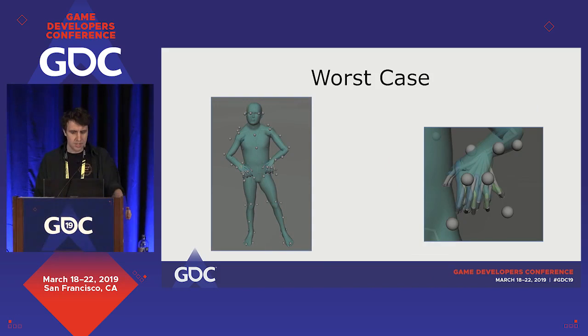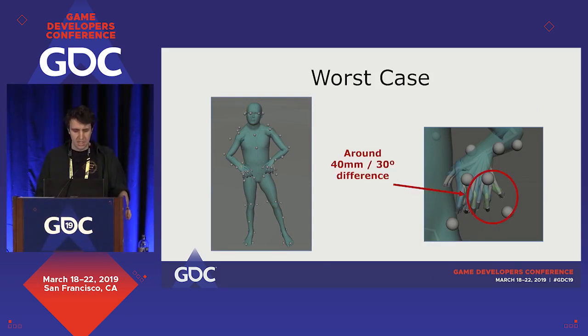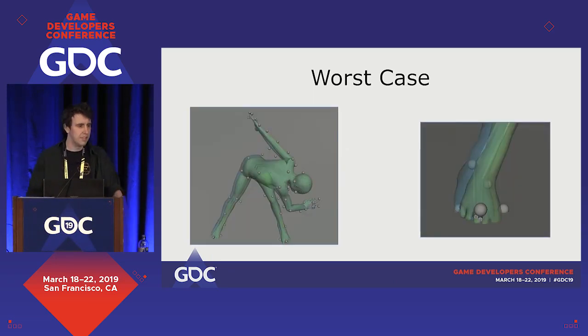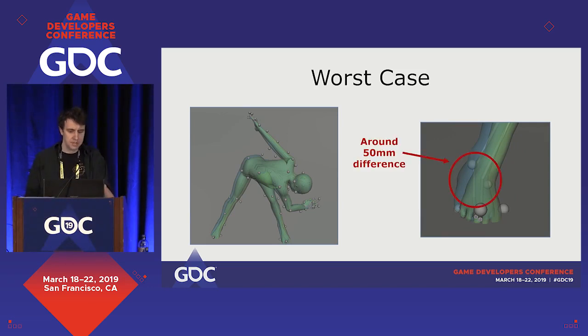Here's a worst case, which is also not necessarily that bad. If we look at the hand here, we have about 40 millimeters or 30 degrees of difference. So the character's hand is in a different pose. In this case, it's not critical. Maybe if he were holding a prop or something, it would be much worse. And here we have a worst case, which is kind of bad. Here we have about 50 millimeters of difference, and really the pose of the character is pretty different here.